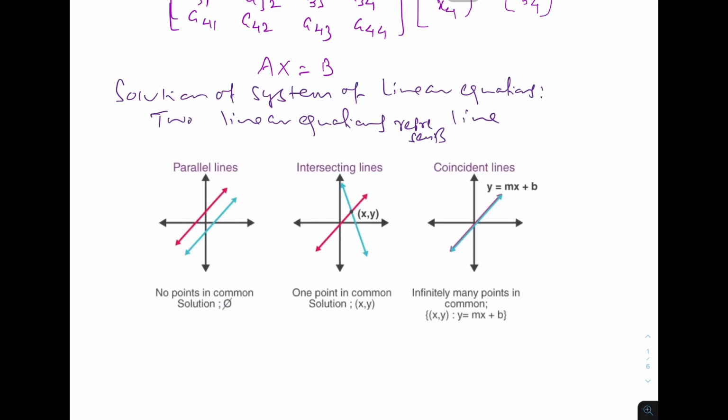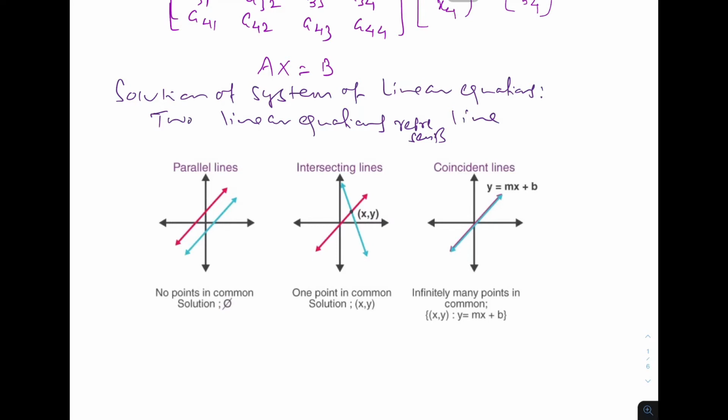It may happen that the two lines are parallel to each other like this, and when they are parallel to each other there won't be any solution, so we say that's no solution. This is unique solution, only one solution. It may happen that both the lines are coincident lines. So there is one line, there is also another line. So all the points on the line constitute a solution, and there are infinitely many points. So we can say that there are infinitely many solutions.